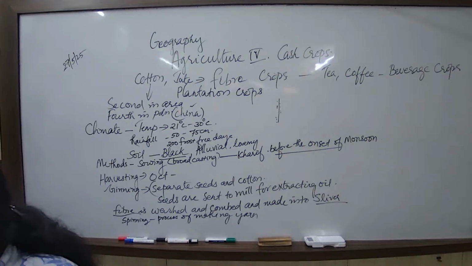Only those names you have to study. There is no need to write in detail what the length of that is. Got it? So, which are the states where this cotton is produced? Gujarat, Andhra Pradesh, Maharashtra, Punjab, Telangana, and Karnataka. Mark the places. Major producer is Gujarat and Maharashtra.